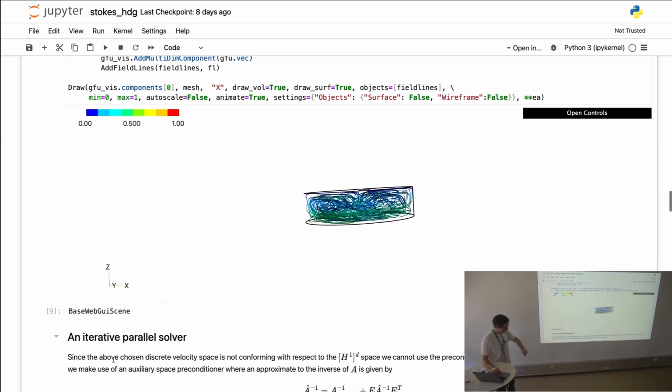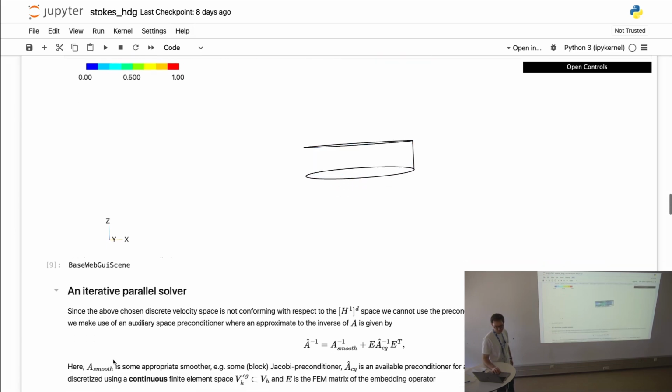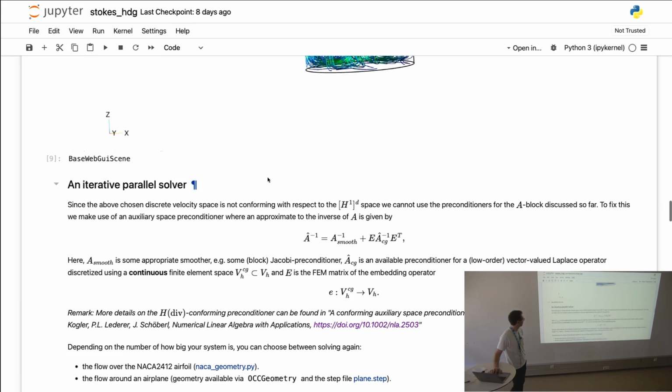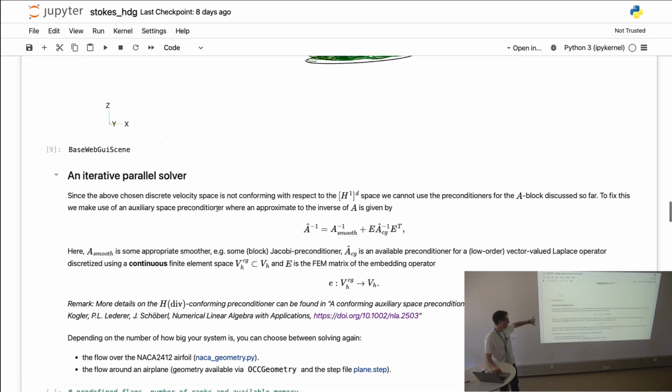Okay, how much time do we want to spend on the parallel solve? Okay, so just a very short comment.